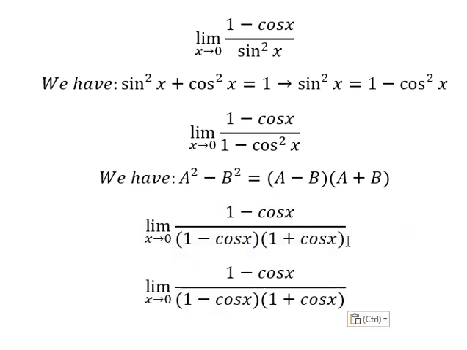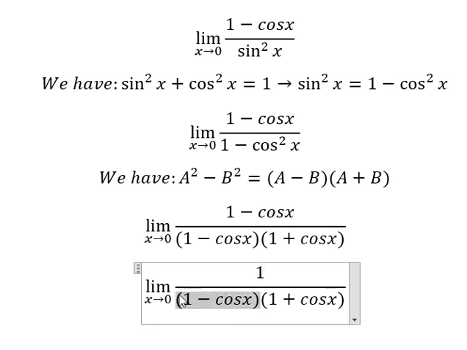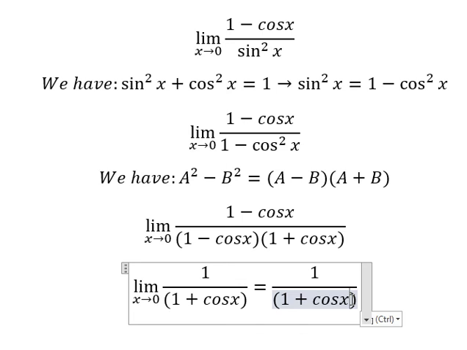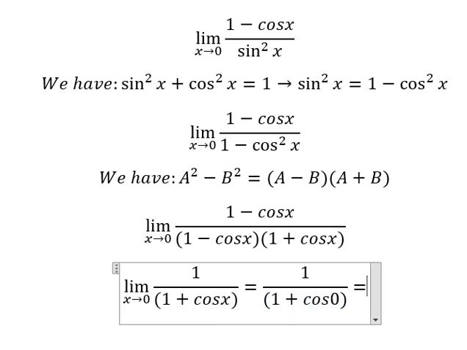Next, we simplify 1 minus cosine s in the numerator and denominator. Next, I will put number 0 going here. And we have the final answer. And we have 1 over 2.